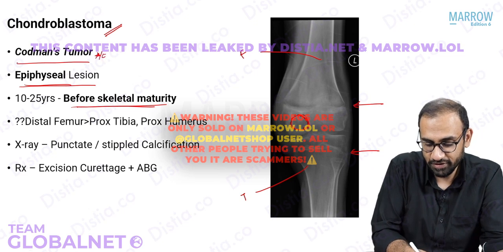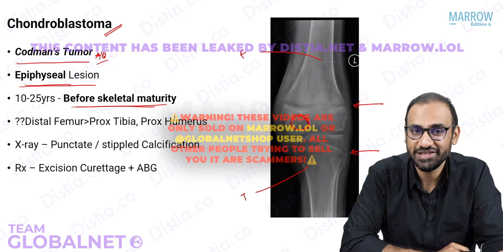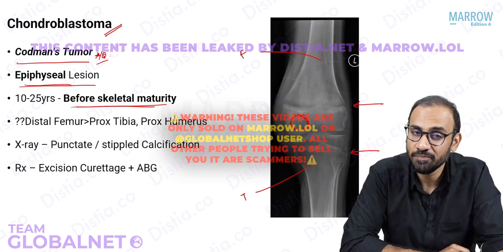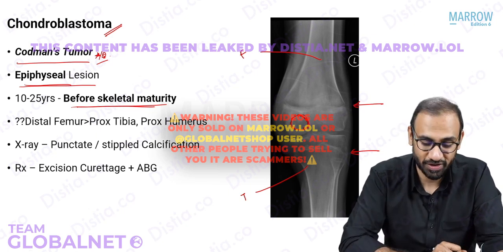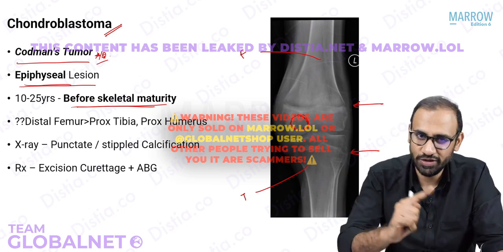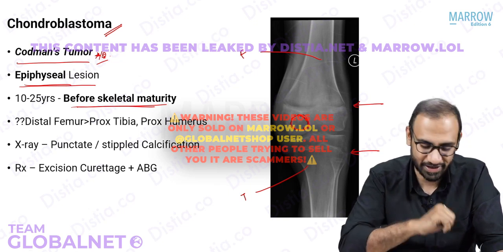Very, very important point. Why? Because you will get confused here. Because you have read Codman's triangle. Where have you read Codman's triangle? In osteosarcoma. And that is a periosteal reaction seen in osteosarcoma. So please don't get that confused with Codman's tumor. This is the name given to this tumor. This is not a periosteal reaction.